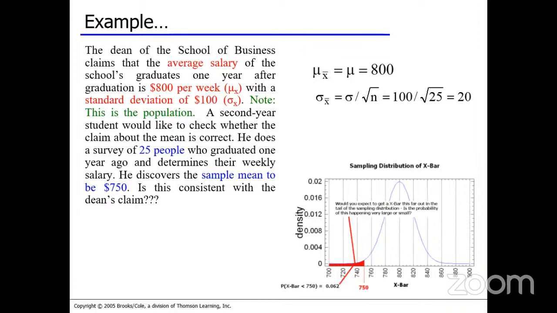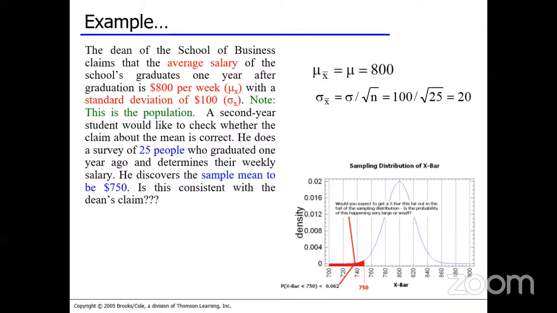So this example says that the dean of the School of Business claims that the average salary of the school's graduates 1 year after graduation is $800 per week. This is the claim of the dean, with a standard deviation of $100. The dean's claim is based upon what? A population, right? The second part is the checking of the claim. A second year student would like to check whether the claim about the mean is correct or not. So the second year student is kind of challenging the dean's claim.